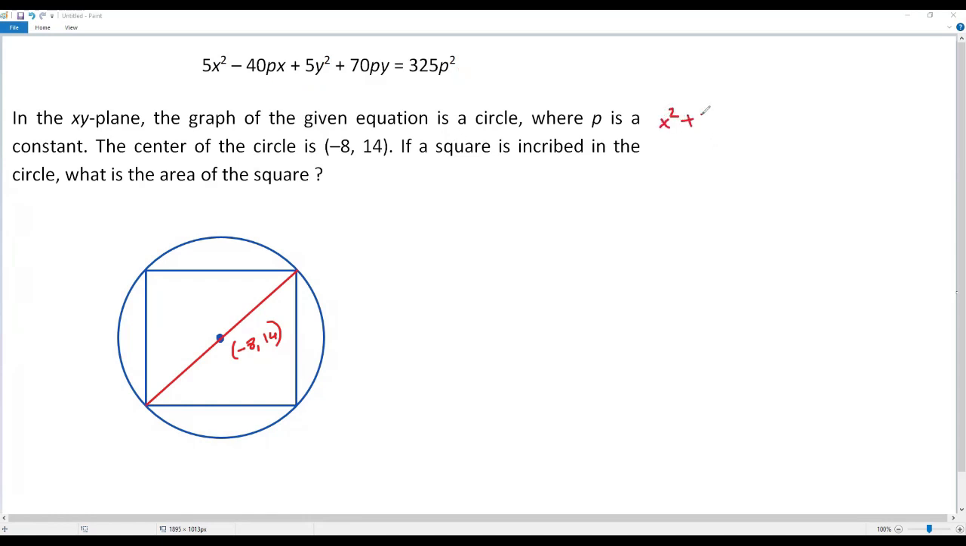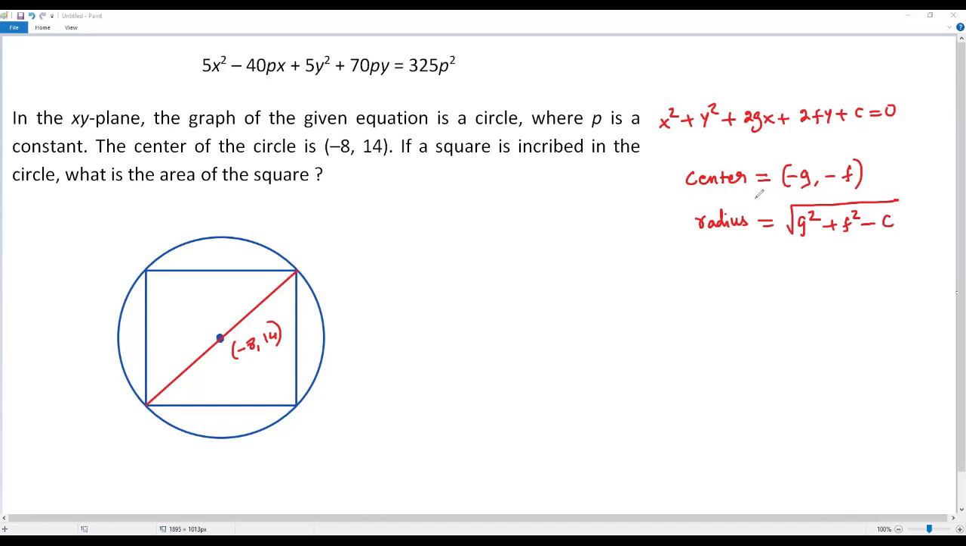That is x square positive y square positive 2gx positive 2fy positive c equals 0. This is the equation of a circle in general form. When we have the equation of a circle in this form, there is a formula to get the center of the circle. The center of the circle is negative g comma negative f. And there is a formula to get the radius of the circle, that is square root of g square positive f square negative c. We can get the values of g and f from the coefficients of x and y respectively, and we can get the value of c from the constant term.